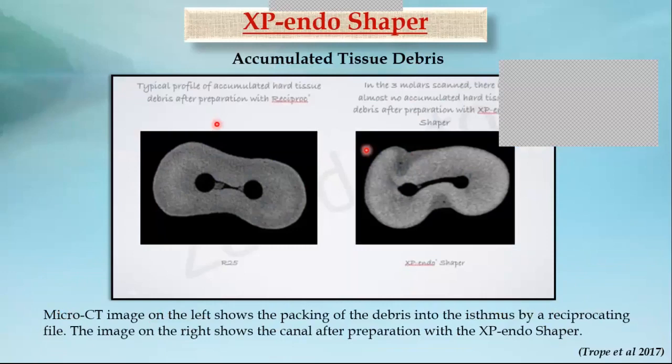Here are micro-3D images of two root canals with the isthmus portion in between. On the left, the canals were prepared by reciprocating files, the Reciproc, and we can see how much debris got packed in this isthmus portion. On the right, the canals were prepared by the Shaper, and we can see that barely any debris got packed in this isthmus portion.